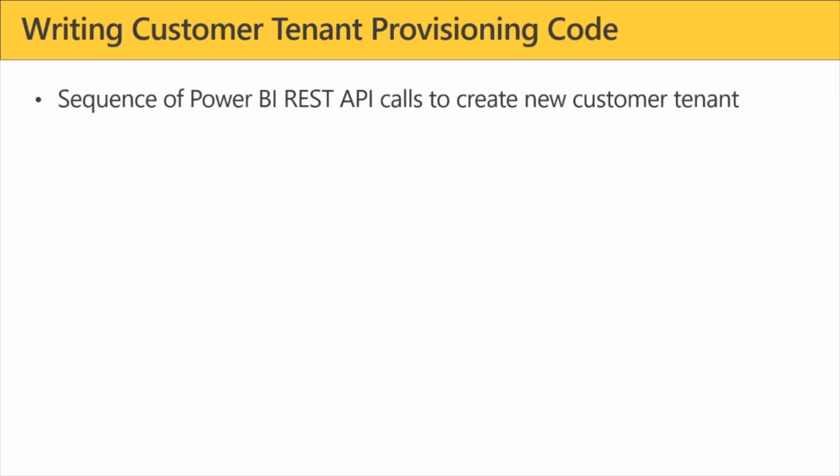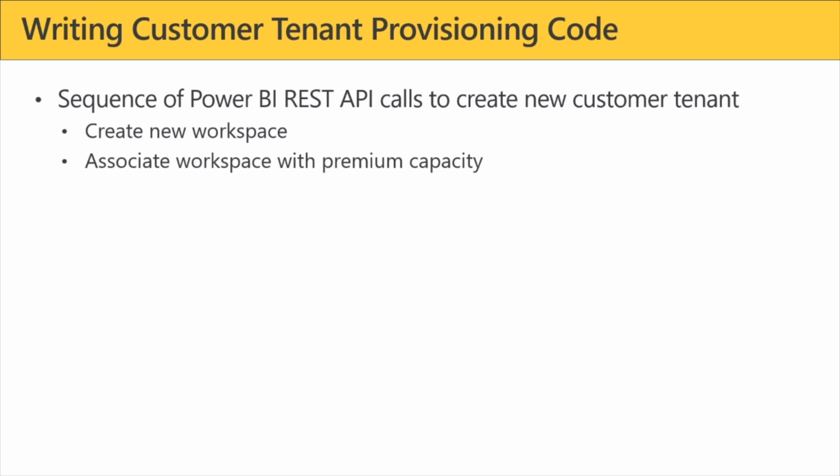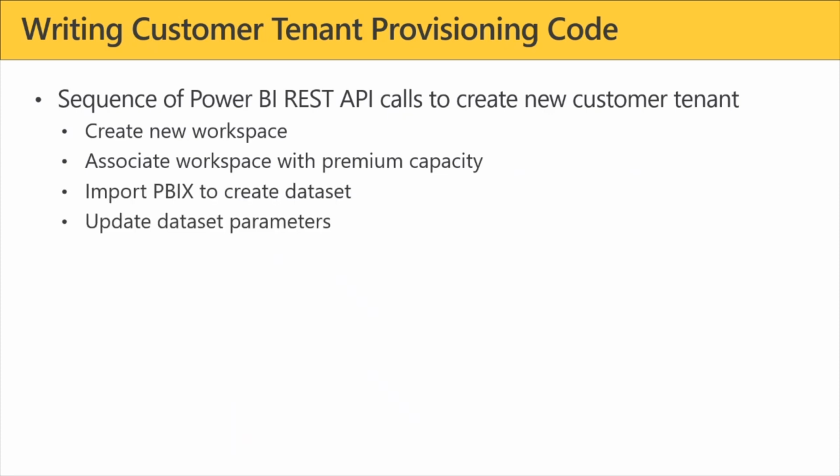Now, what's the sequence of code that we write? Generally, it's calling the Power BI REST API to create a workspace. If you have A SKUs or P SKUs, you make a call to assign that workspace to a premium capacity. You're going to import PBIX files.